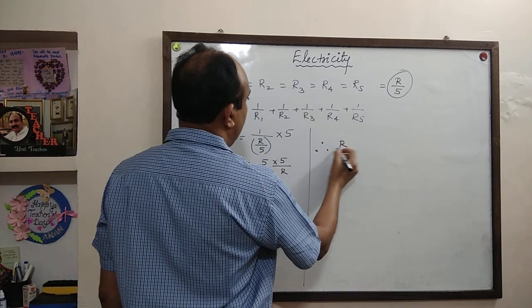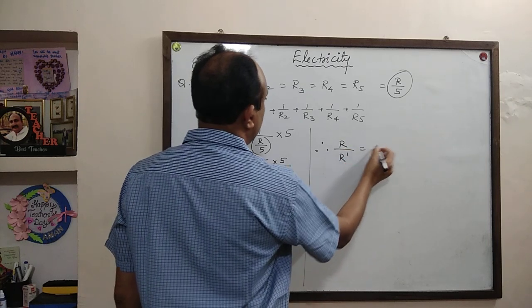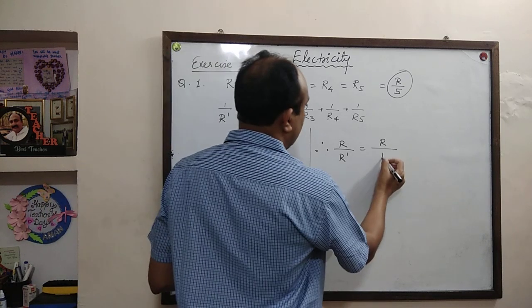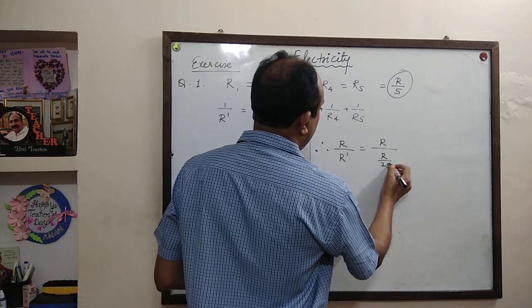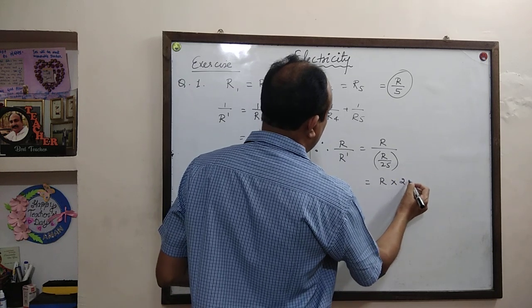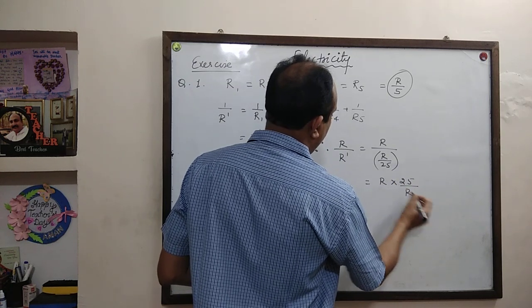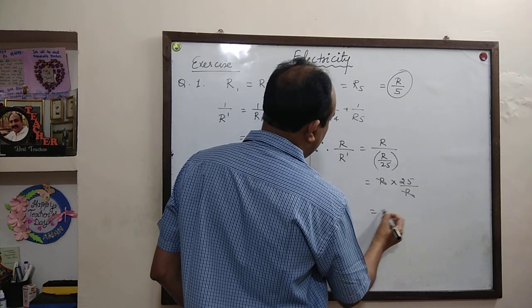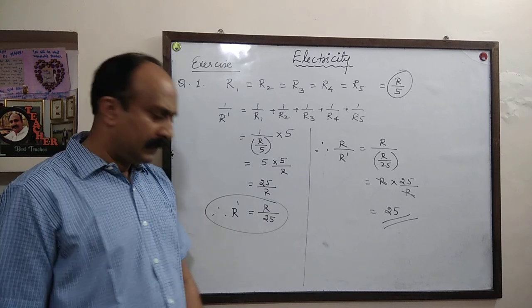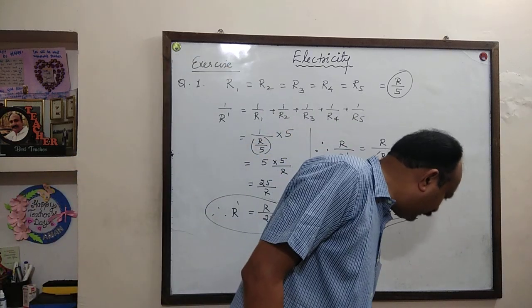Therefore, R upon R dash is equal to R upon, put the value of R dash, R upon 25. R upon 25 in bracket. So R into reciprocal, 25 upon R. R and R got cancelled and the answer is 25.